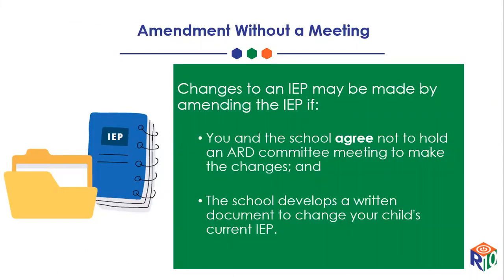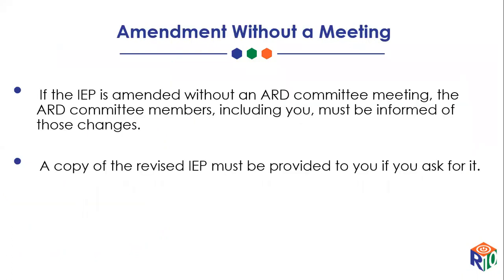Changes to an IEP may be made by amending the IEP if you, the parent or guardian of a child with a disability, and the school agree not to hold an ARD committee meeting to make the changes, and the school develops a written document to change your child's current IEP. If the IEP is amended without an ARD committee meeting, the ARD committee members, including you, must be informed of those changes. Upon request, a copy of the revised IEP must be provided to you.